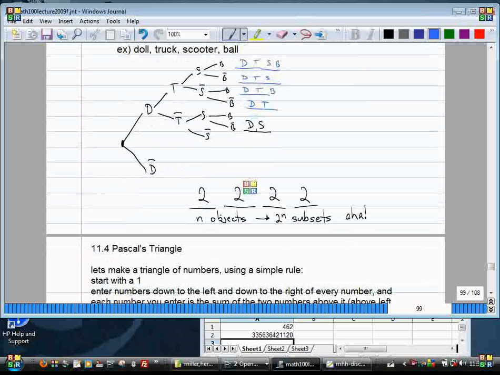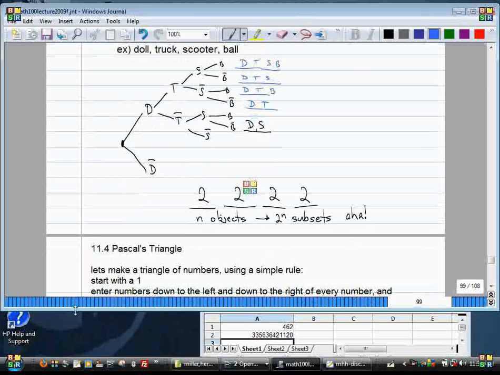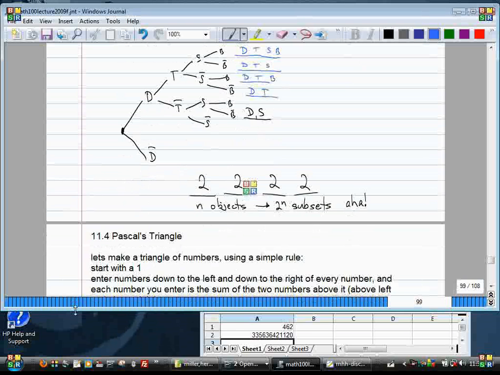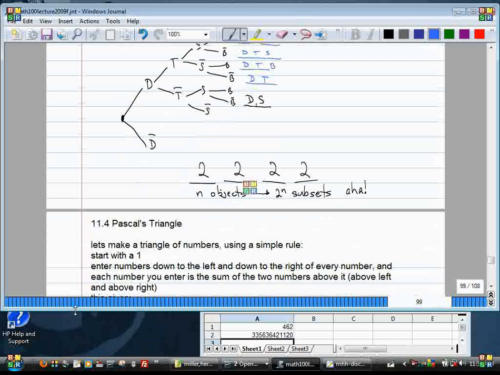And you enter new numbers diagonally down to the left and down to the right of every number. And you do it by the following rule. Every number that you enter is the sum of the two numbers above it. And by the two numbers above, remember we're sort of working on diagonals, so it's diagonally above to the left and diagonally above to the right.